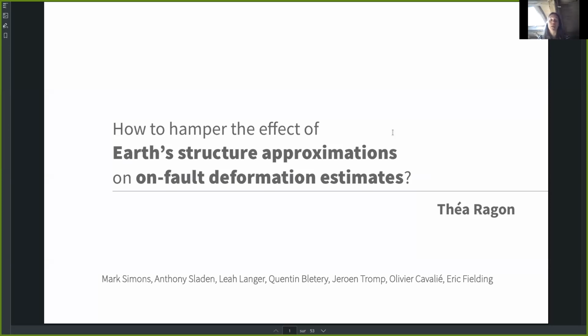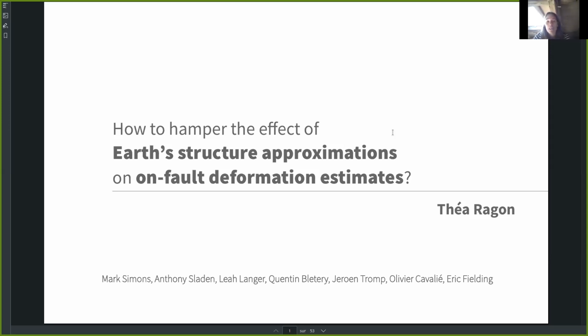So today, as Martin said, I will talk about how to hamper the effect of Earth structure approximations on on-fault deformation estimates. What I will present today is a collection of several studies that have been made in collaboration with Mark Simons and Eric Fielding from Caltech and JPL, Anthony Quentin and Olivier from here, and finally Leah Longer and Jerome Trump from Princeton.